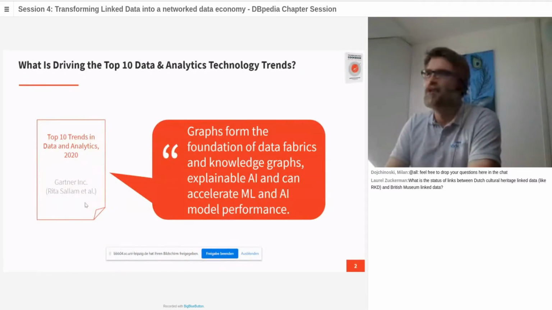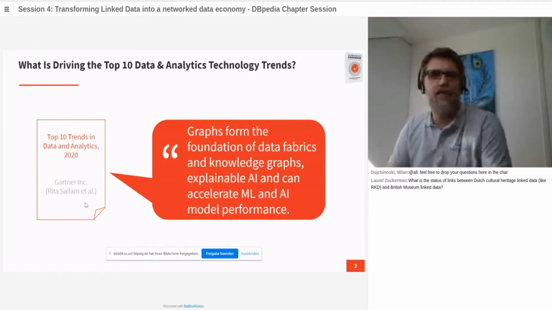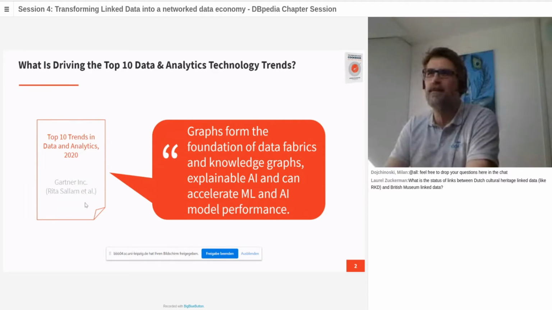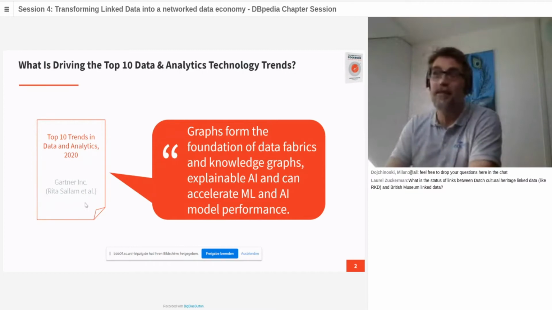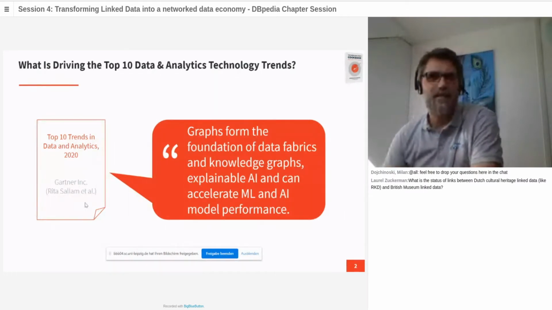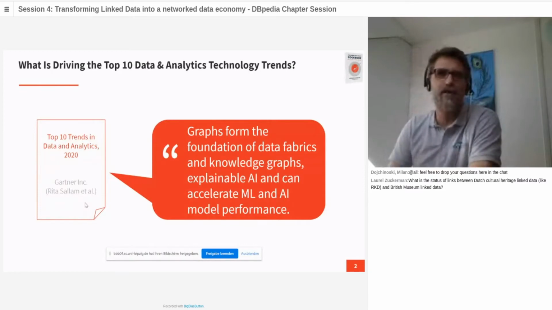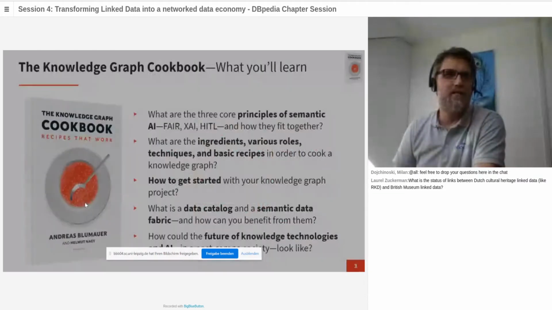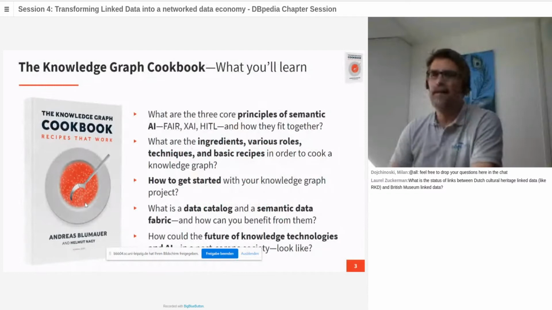So what was the intention, or let's say the motivation? It came from the question, what is driving the top 10 data analytics technology trends in 2020 and above? And there you see a statement by Gartner that says graphs form the foundation of data fabrics and knowledge graphs and also explainable AI. And these graphs can accelerate machine learning, AI, model performance, and so on and so forth. So what we see these days on so many corners and also more and more in industry is graphs, but also the topic of knowledge graphs that we are speaking about today in this nice Semantics and DBpedia event. And the colleagues picked that up, Andreas and Helmut, and they wrote that book.